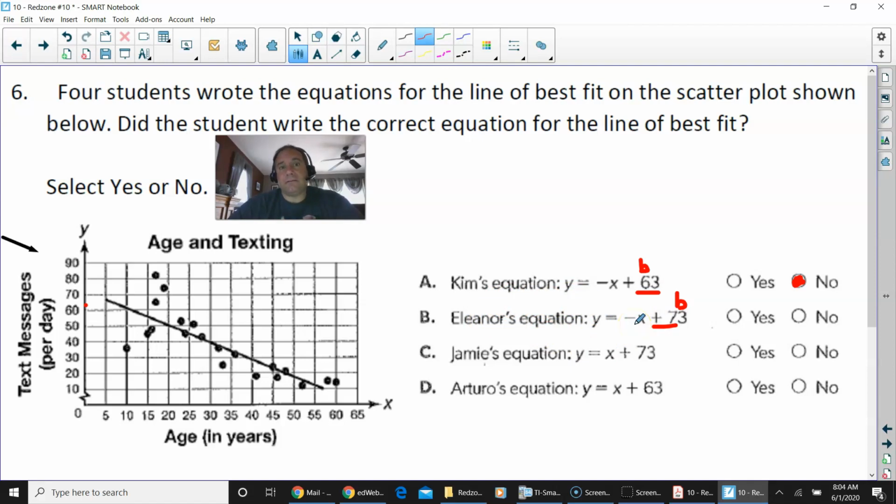If you said that she's correct, that is the right answer. Take a second, look at Jamie's equation. What's incorrect about it? What's correct about it? Okay, so take a look. It's y equals x plus 73. Do you think that's incorrect or correct? Yep, so that's incorrect. Can anybody tell me why?